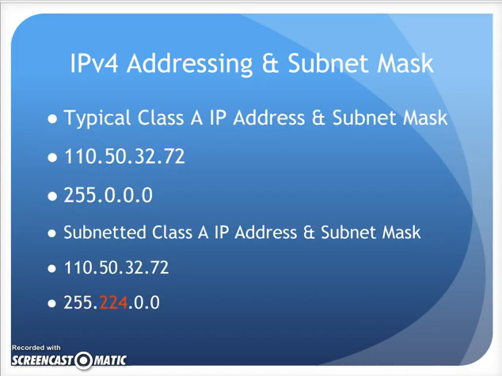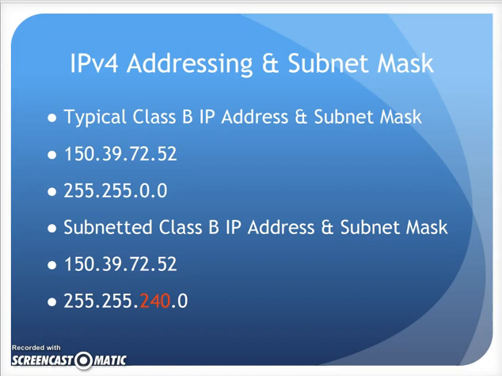Well, let's take a look at an example of a Class A. Here would be a Class A IP address. The default Class A subnet mask, 255.0.0.0. If I were to see this IP, 110.50.32.72, with a subnet mask of 255.224, there's a red flag. We know some kind of subnetting has occurred because 224 is actually 111 followed by 5 zeros. So we see ones in this portion here that normally are not there. We know some kind of subnetting has occurred.